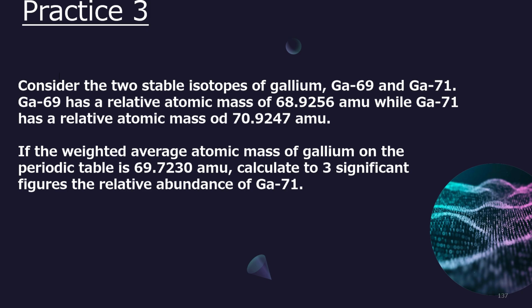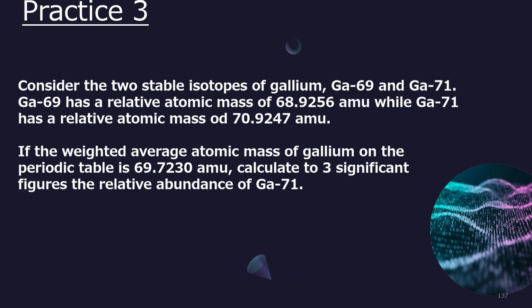Okay. Moving on, practice question 3. Consider the 2 stable isotopes of gallium. Gallium is Ga, so gallium-69 and gallium-71. Gallium-69 has a relative atomic mass, Ar, of 68.9256. So you'll notice, even though it's called gallium-69, it starts with a 68. That can happen. Gallium-71 has a relative atomic mass of 70.9247 atomic mass units. So again, gallium-71 starts with 70.